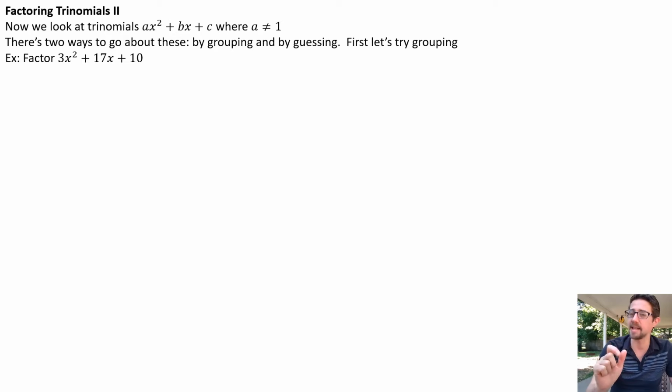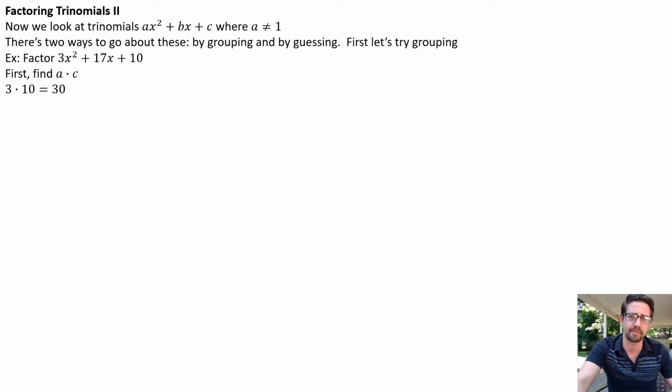So you take a times c. And just bear with me. Why does it work? It just works. So a times c in this case is 30. So you take 30, and now you do what we were doing before. You say, what are 2 factors of 30 that add to 17? Okay? Think about it.